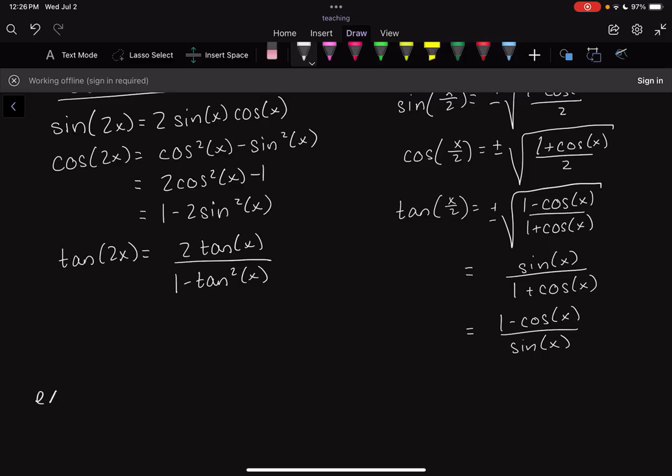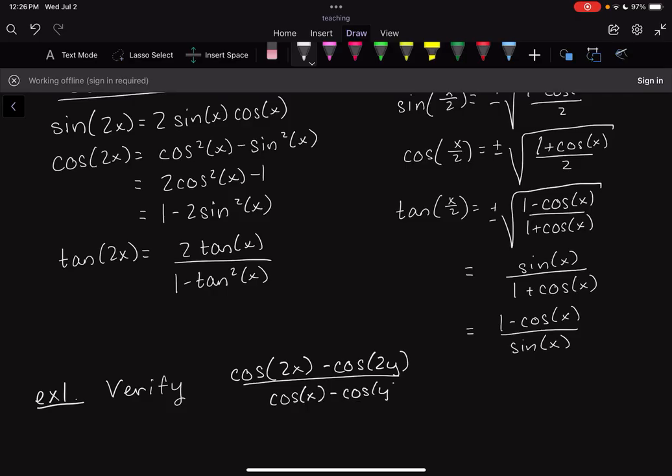For my first one, I actually want to do a verifying problem. So we're going to verify cosine 2x minus cosine 2y divided by cosine x minus cosine y. And I want us to show that this is equal to 2 cosine x plus 2 cosine y.